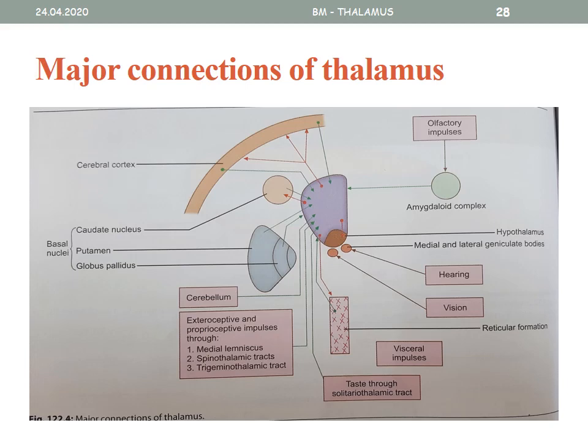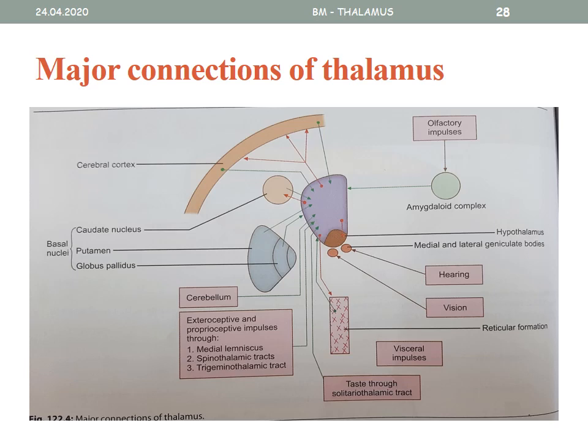Now we will look into the major connections of thalamus. We know the thalamus receives information from the basal ganglia. The nucleus of the ganglia involved are the caudate nucleus, putamen and globus pallidus. Also it receives information from cerebellum. The basal ganglia and cerebellum are motor in functions. So it relays the motor information.